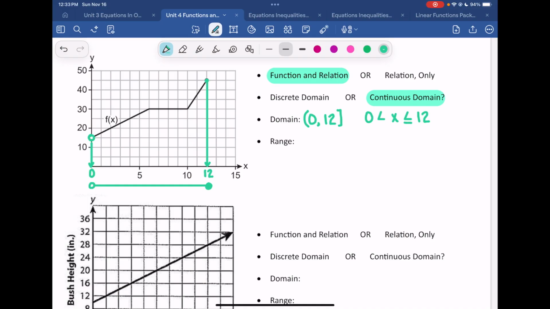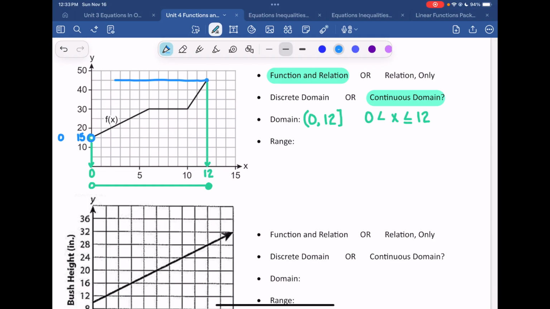Okay, for the range, we're going low to high. So now we're going back to this point. This is our lowest point in addition to being the leftmost point. So the y value of this point is 15. Okay. The highest point is the same as the one on the right. It's not always going to be, but it happens to be.